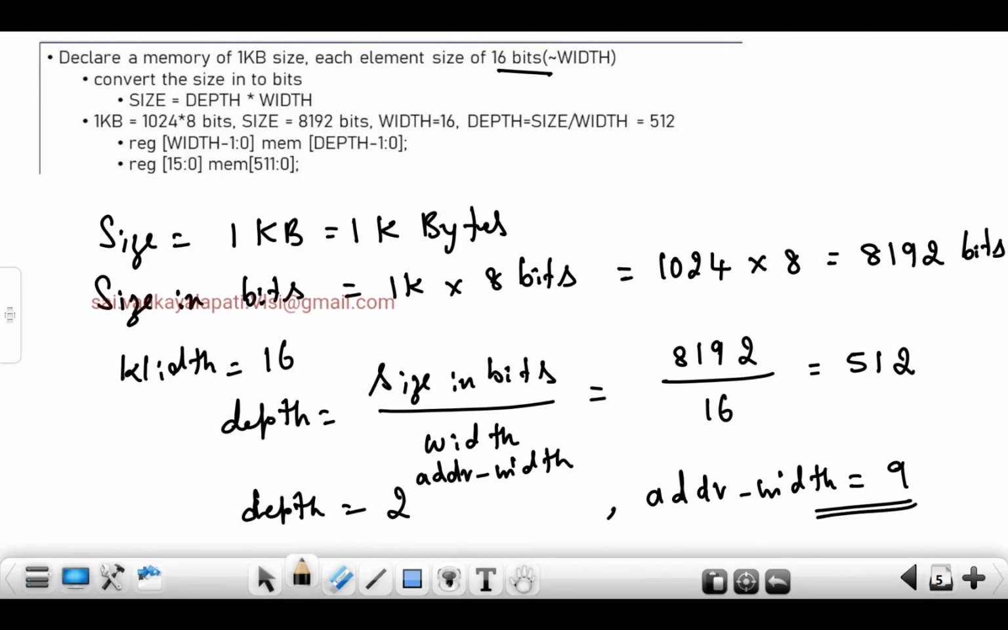Are you clear? Okay, 1 kilobit is equal to 1024 bits. Size is 8192 bits, size in bits. Width is 16, depth is nothing but size divided by width, which is 512. Therefore, how can you design this? Using parameter, I can get a range, correct. Range is width minus 1 colon 0, and memory of depth minus 1. Width is 16, so 16 means 15 down to 0.